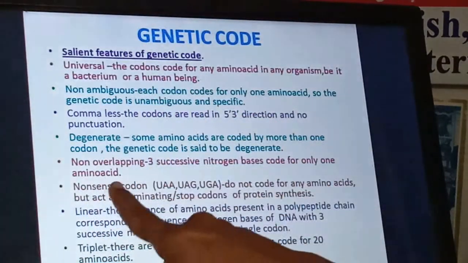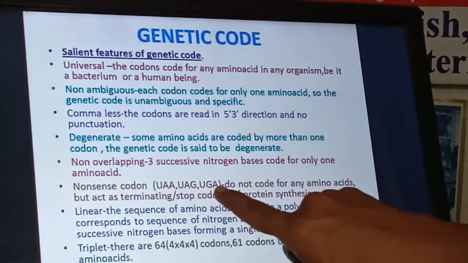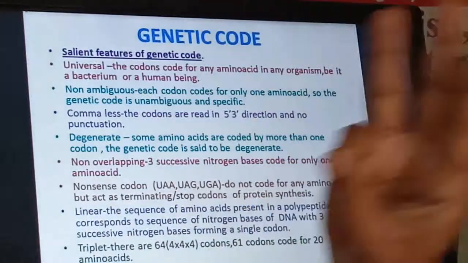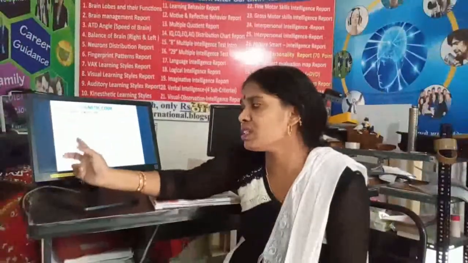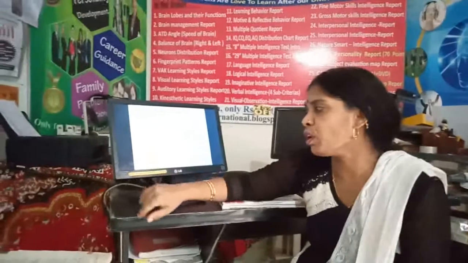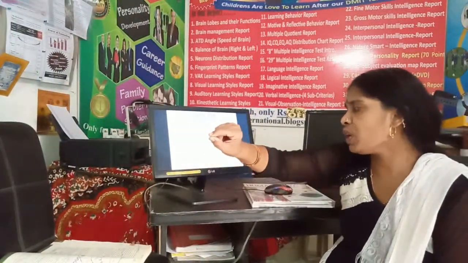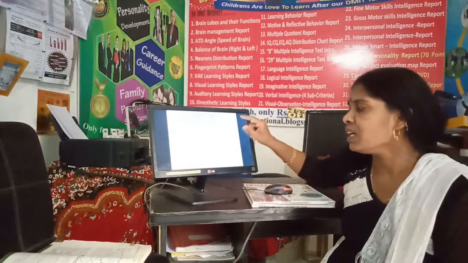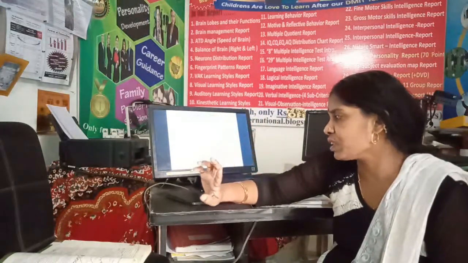Then nonsense codon. I said earlier that UAA, UAG and UGA are the 3 codons which do not code for any amino acids. That's why termination of the translation process takes place, and that's why they are called nonsense codons or stop codons. Next is that the genetic code is linear, meaning in only one particular chain and continuous, in the 5' to 3' direction.